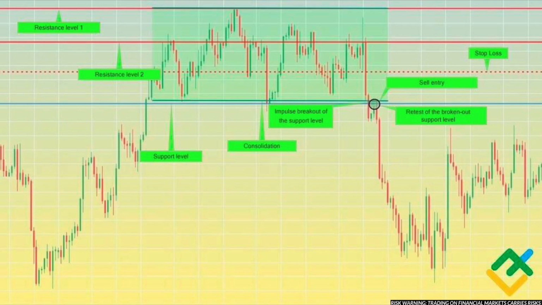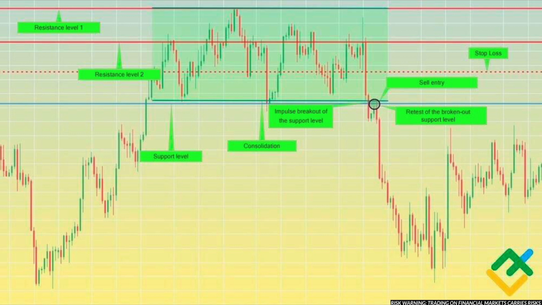Now, of course, let's discuss the stop loss. So after technical analysis and opening a short trade, it is important, naturally, to set a stop loss level. Using this order, traders can minimize the loss of funds. And so, according to risk management rules, the stop loss, here the red dotted line, must be set above the broken out support level, 500 basis points above the position opening.